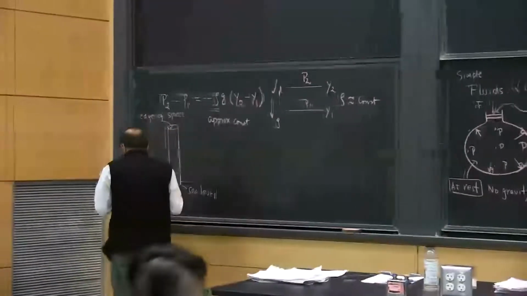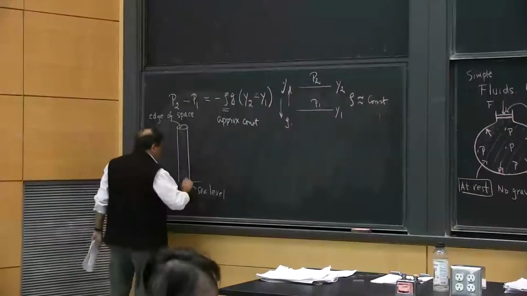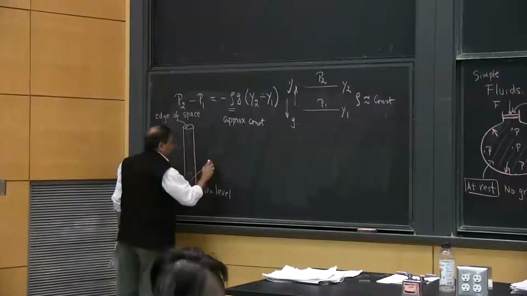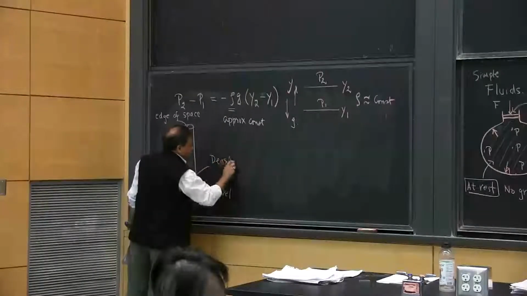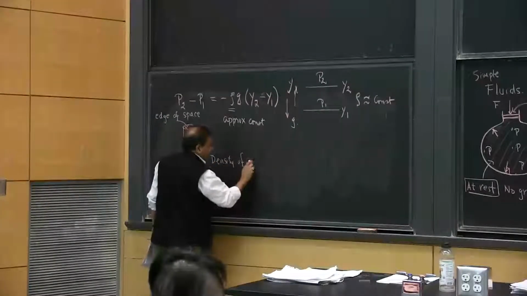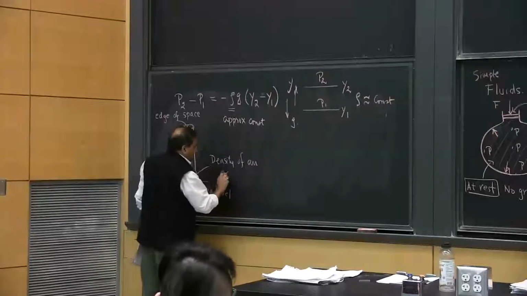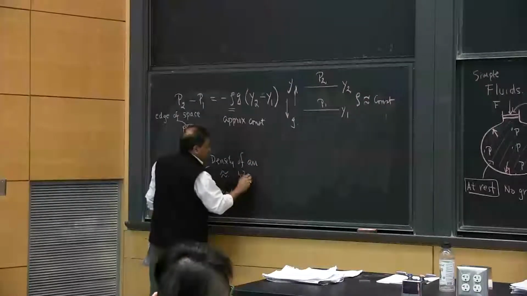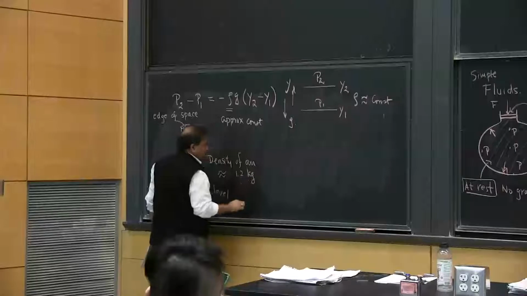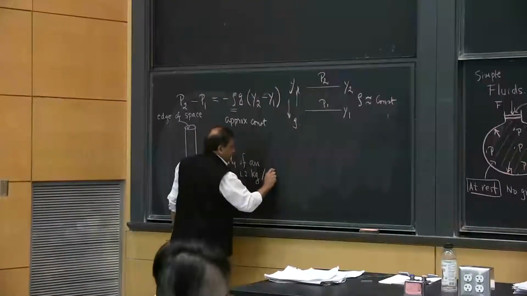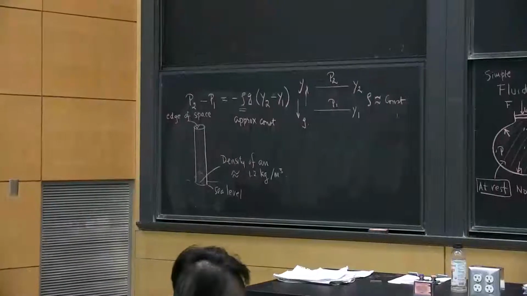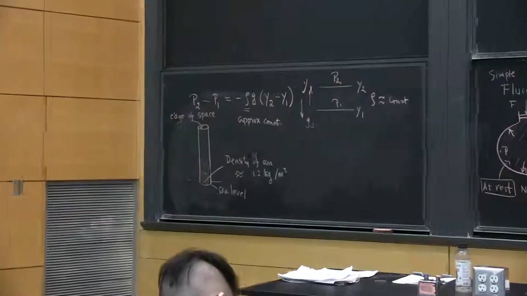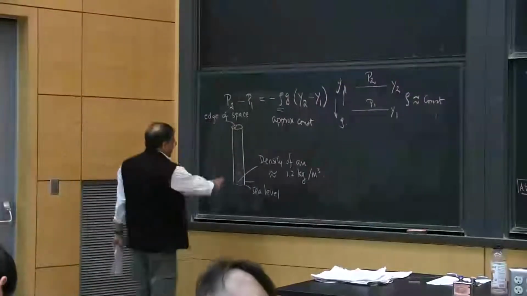But just to give you a sense of numbers, the density of air here at the base is approximately 1.2 kilograms per meter cubed. Approximately. You can think of it as 1 kilogram per meter cubed. But that's how dense air is here.